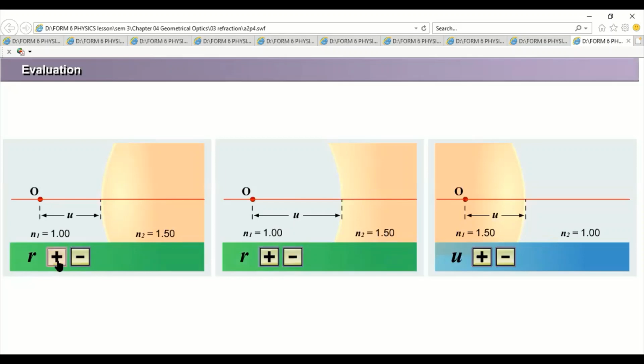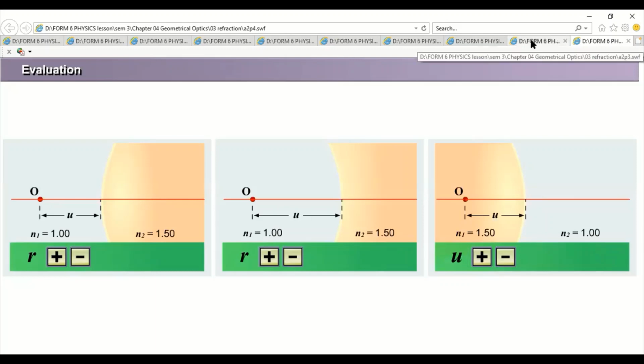This is positive because R is inside the curved surface, inside the reflective, inside the optical. This is negative because the R is outside the optical. And this one, object is here, image is here, so is it considered positive or negative? So it will be positive. Okay. Why? Because we look at here, this is considered a convex surface.